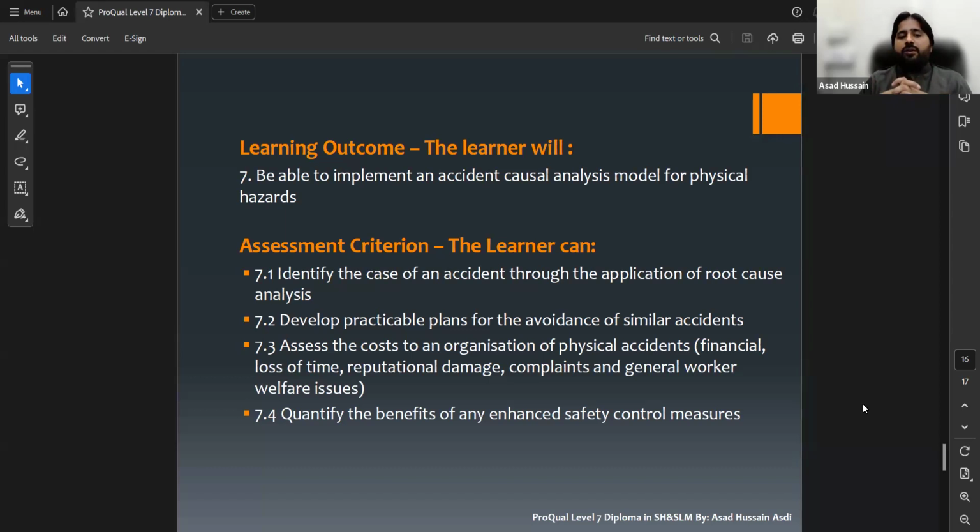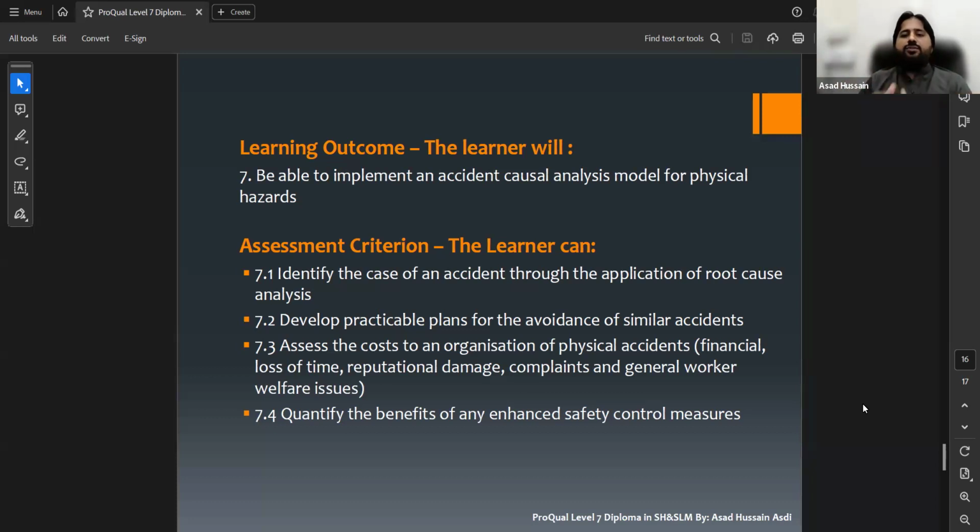So in 7.4, quantify the benefits of any enhanced safety control measure. Definitely, the last assessment criteria is about cost, how costly it will be for an organization when a physical accident happens. In 7.4, you have to quantify the benefit. If you are enhancing the safety control measures and working towards the avoidance of a physical accident, then it will definitely give you benefits. So you have to give the benefits of any enhanced safety control measure.